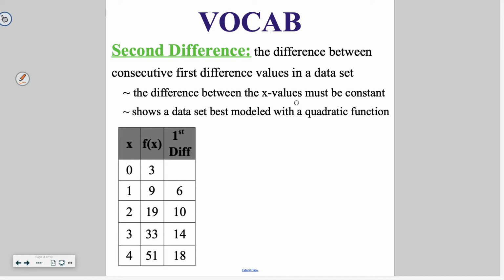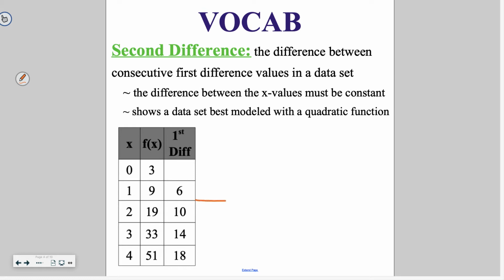Again, our x values have to be constant, so we have to be counting by the same thing as we go up, and we have to find that first difference first. So to get from 3 to 9, we went up by 6. 9 to 19, up by 10. 19 to 33 is up by 14. 33 up to 51 is 18. So those first difference values are not the same, so it is not a linear model.